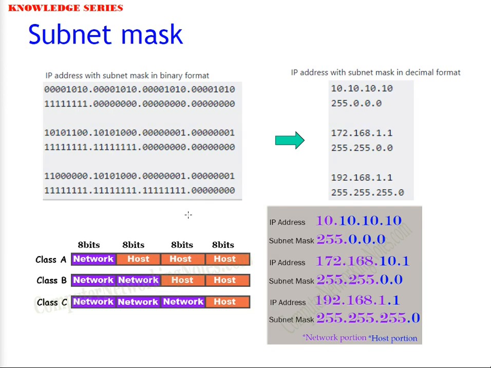Now we go to the next section, mask. Subnet mask. What is meant by mask? We know that a mask is something we put in front of our face, like nowadays because of the COVID situation, because of the coronavirus, we put a mask in front of our nose and mouth, thereby we keep away such infected viruses. So that is known as mask.